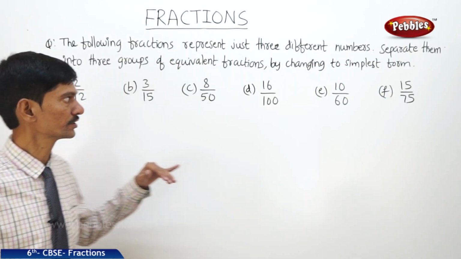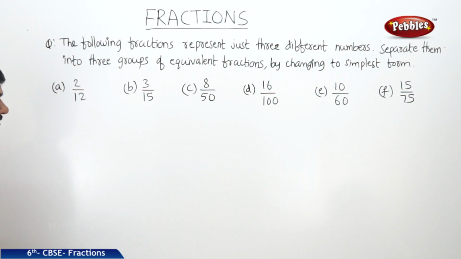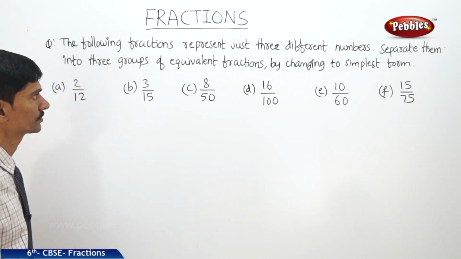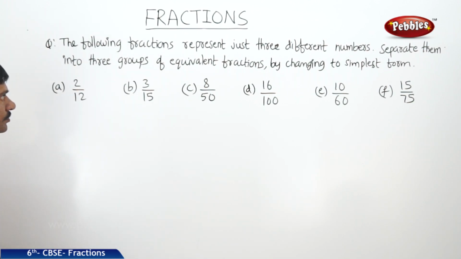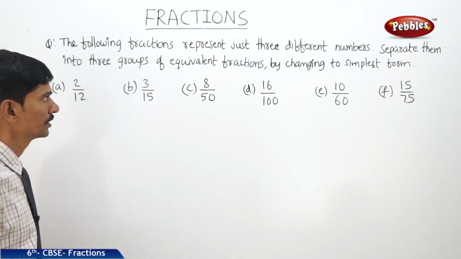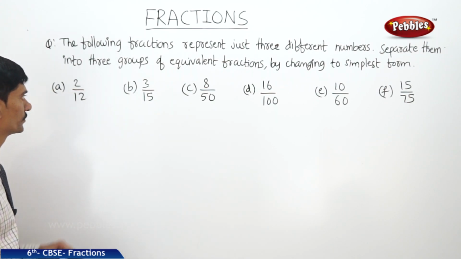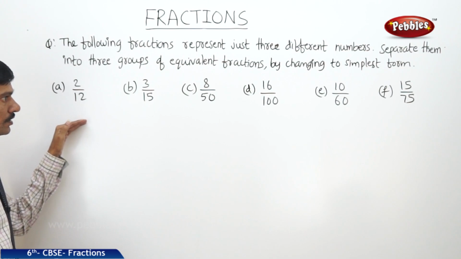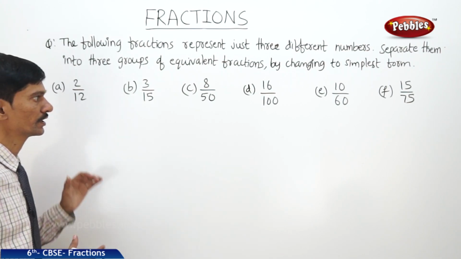Now let's solve the next question. The following fractions represent just 3 different numbers. Separate them into 3 groups of equivalent fractions by changing to the simplest form. All the different fractions represent only 3 different numbers.